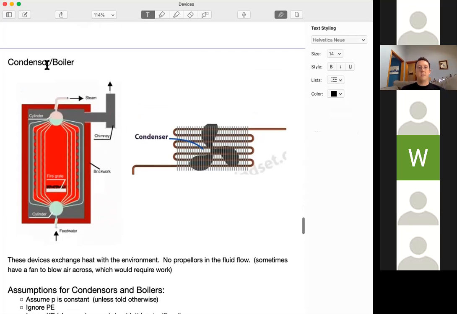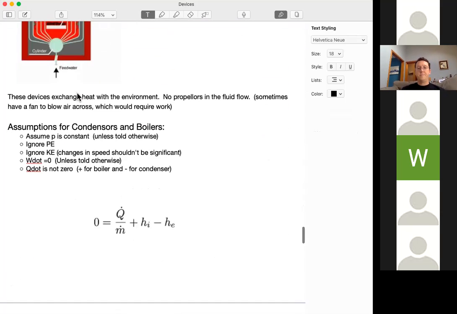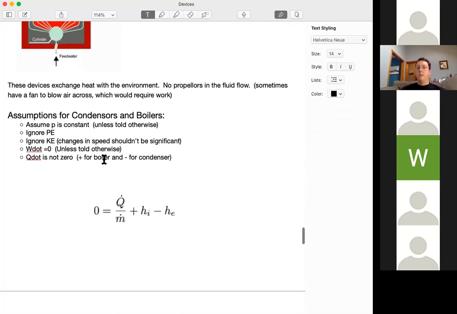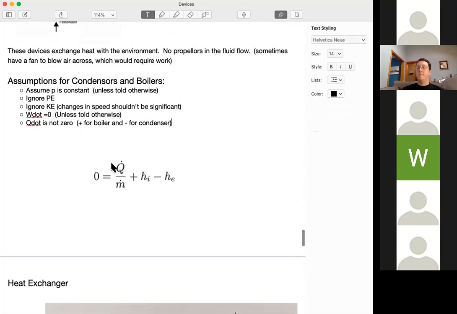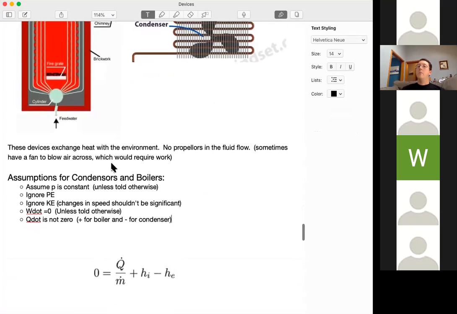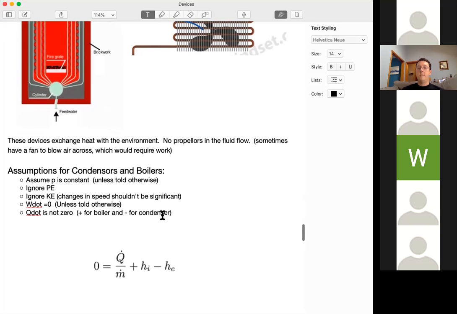That's right. I think I misspelled it earlier. Okay. All right. So positive heat for the boiler, negative for the condenser. Just think about what they're doing and what they're accomplishing. There you go. Other questions about that? All right.